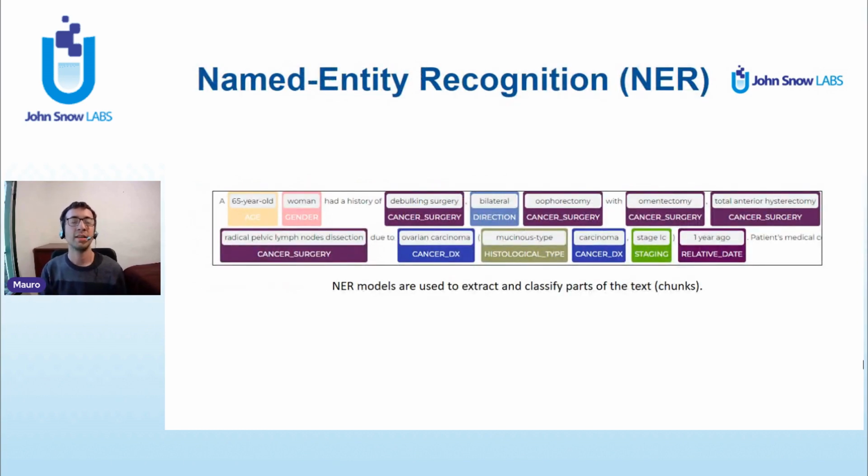So, as I was saying, the first type of model that we're going to cover is NER models. These models are used to extract and classify parts of the text. For example, in this slide, you can see how an NER model was used to extract, for example, 65 years old as age, and woman as gender, and many other things were extracted and classified as cancer surgery, staging, and so on.